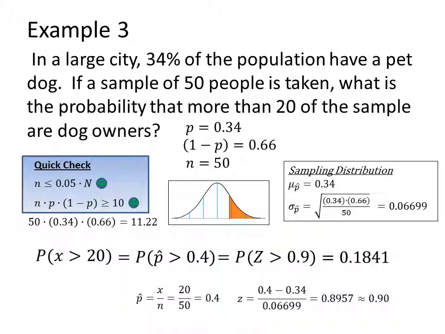So what this is telling us is that we have about an 18% chance that if we take a sample of 50, there are going to be more than 20 people in that sample, or more than 40%, that have a dog. This is the typical type of question that you're going to see dealing with sampling distributions.